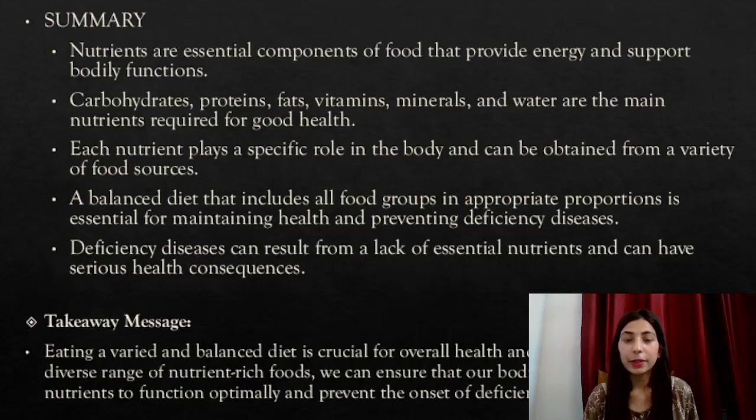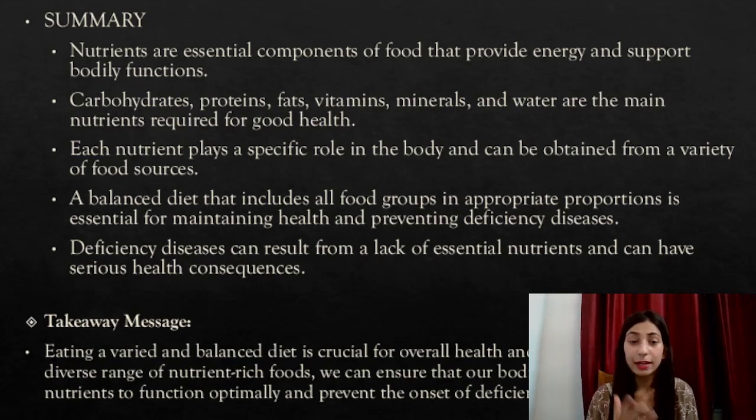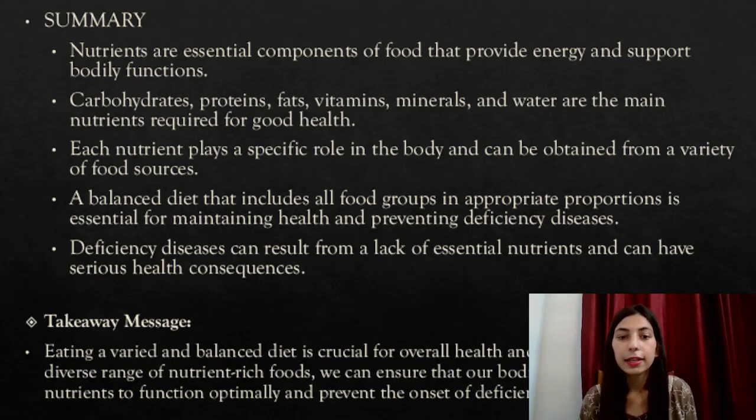Okay, now the summary. It's just a small overview of whatever I just taught you. Nutrients and important points, I would say. Nutrients are essential components of food that provide energy and support bodily functions. Nutrients are carbohydrates, proteins, fats, vitamins, minerals, and water. These are the essential nutrients required for good health. All of these nutrients have their own specific role, and they can be obtained from a variety of food products.